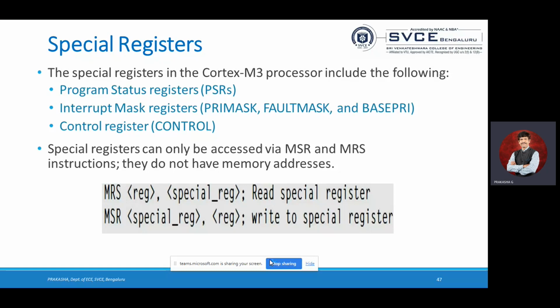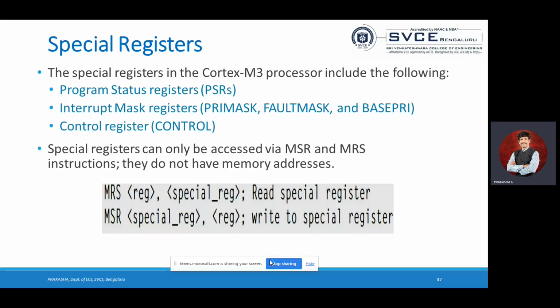Second one is the Interrupt Mask Register. In that one, Primask, Faultmask, and also Basepri. Third one is the Control Register. Special registers can only be accessed via the MSR and MRS instructions. MSR and MRS, that means memory to register, register to memory, we will call that.